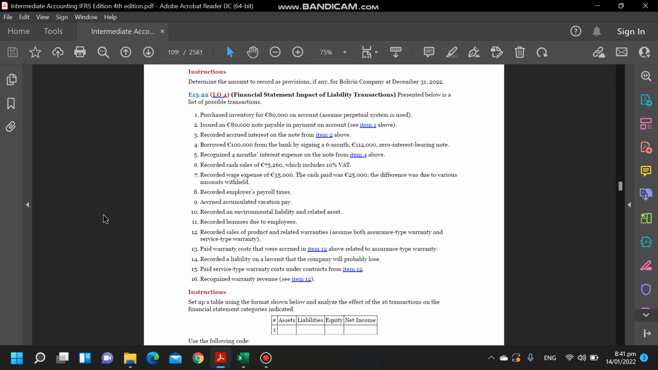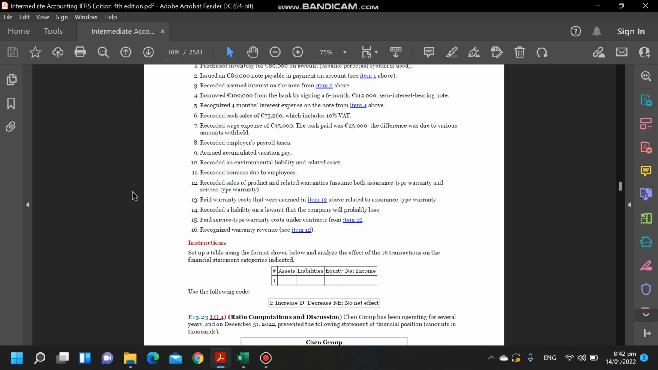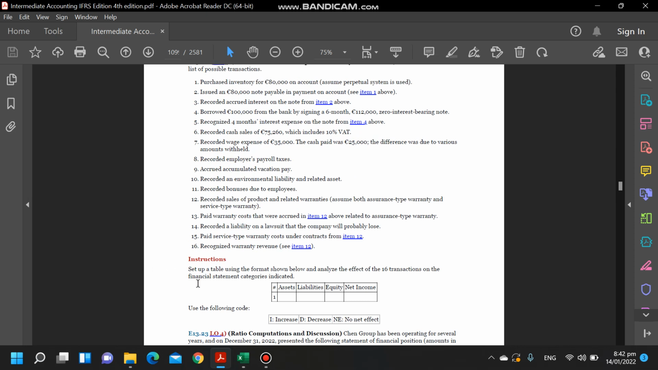The next question is E13.22. Presented below is a list of possible transactions. So we have 16 transactions. Instructions: set up a table using the format shown below and analyze the effect of the 16 transactions on the financial statement categories indicated, using the following code: increase, decrease, or no net effect. So for each transaction, we will determine what is the effect on the assets, liabilities, equity, and net income.